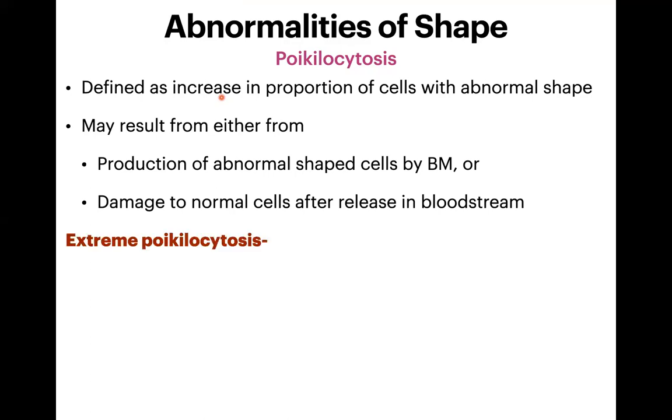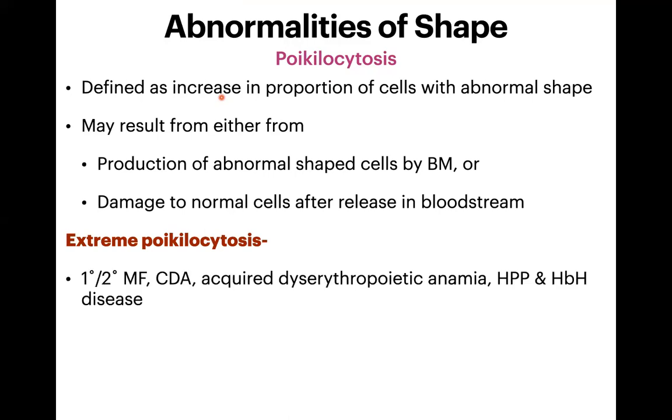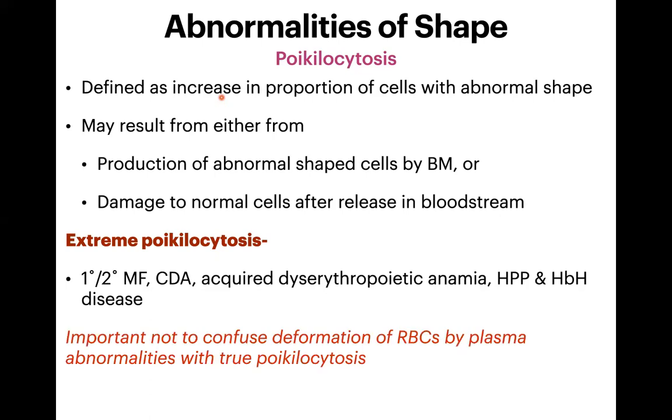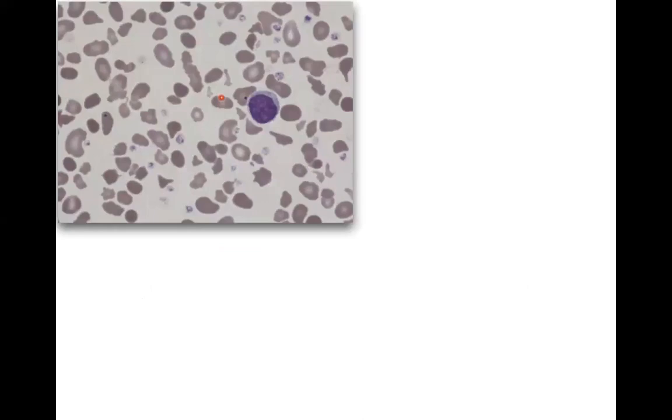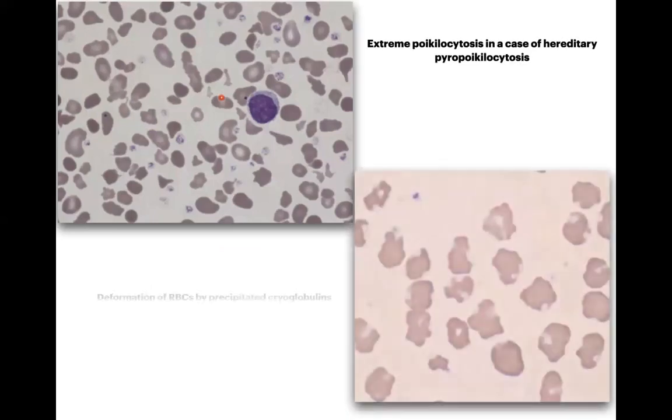There are certain conditions which are associated with extreme poikilocytosis, like primary or secondary myelofibrosis, congenital or acquired dyserythropoietic anemias, hereditary pyropoikilocytosis, etc. It is very important not to confuse deformation of RBCs by plasma abnormalities with true poikilocytosis. I showed two images last time. One is the true poikilocytosis seen in hereditary pyropoikilocytosis. The other is from a patient who has cryoglobulins in the plasma, and these shadows are caused by cryoglobulin deposits.